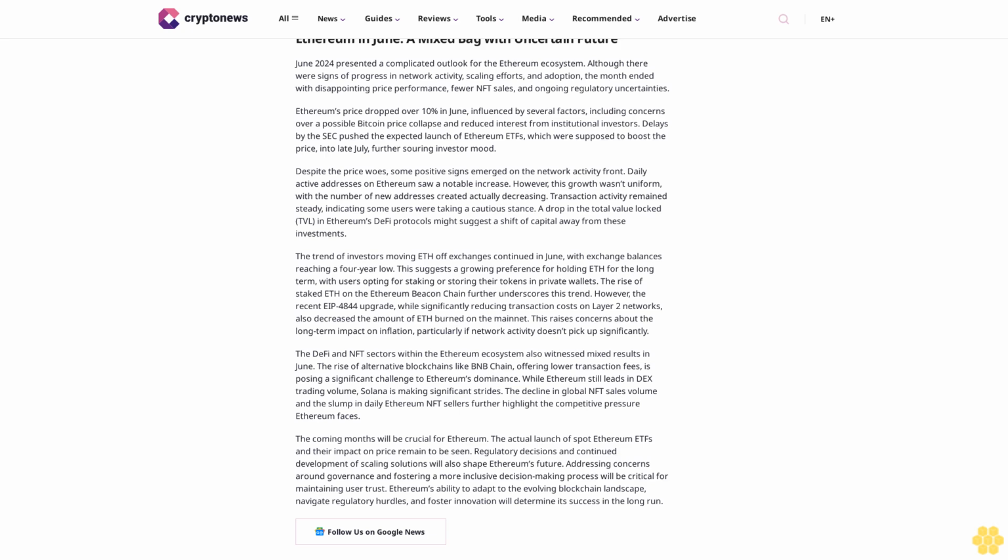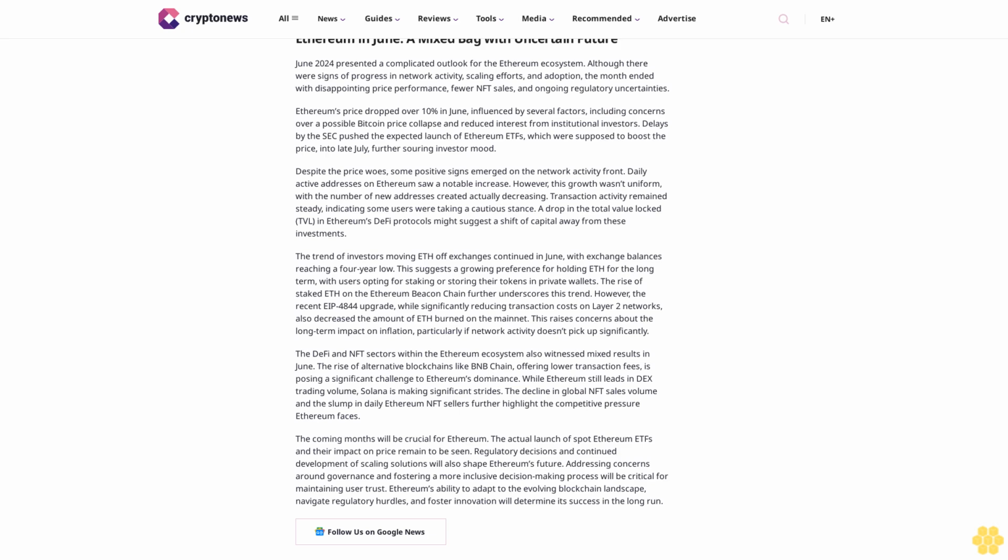The DeFi and NFT sectors within the Ethereum ecosystem also witnessed mixed results in June. The rise of alternative blockchains like BNB Chain, offering lower transaction fees, is posing a significant challenge to Ethereum's dominance. While Ethereum still leads in DEX trading volume, Solana is making significant strides. The decline in global NFT sales volume and the slump in daily Ethereum NFT sellers further highlight the competitive pressure Ethereum faces.